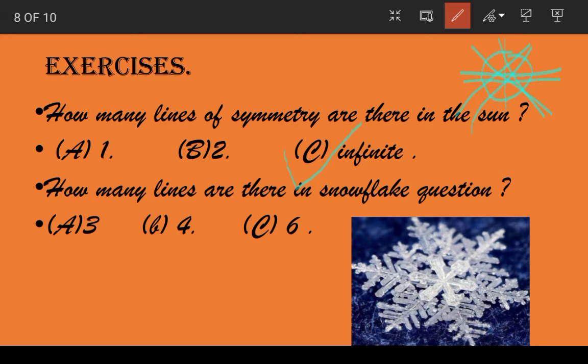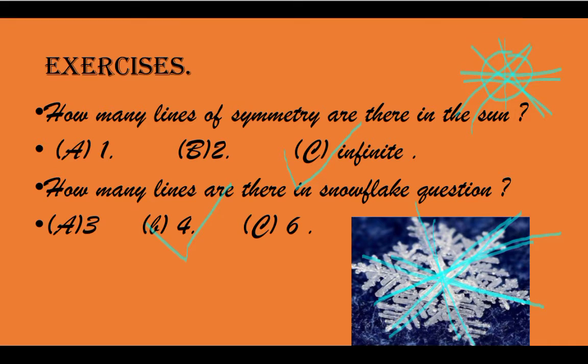Now our second question is, how many lines are there in the snowflake? Here the snowflake has also been given, because many types of snowflake have come now. So here you can see this. I hope you are able to see it. It follows, I think, 1, 2, 3, 4. 4 lines of symmetry. Okay, now let us move on.